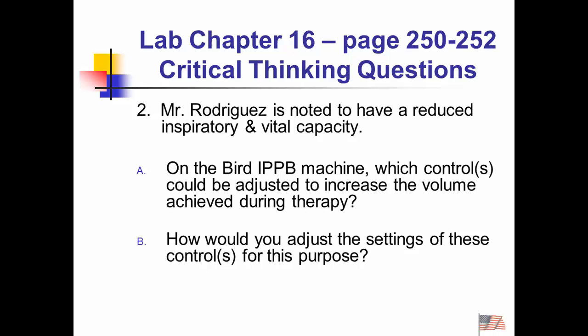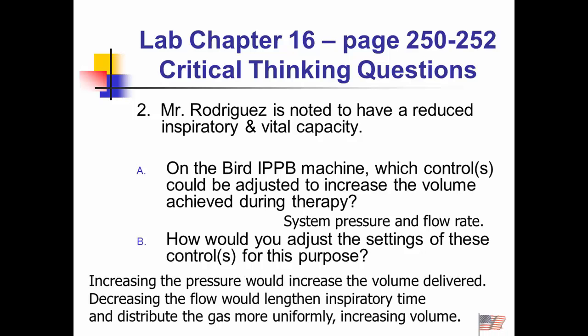He has reduced inspiratory capacity. Which control would be adjusted to increase the volume? If you don't know, it's pressure, and to some extent flow rate. How would you adjust these settings? Increasing the pressure would increase the volume. Reduce the flow would lengthen inspiratory time. Because I'm exposing that pressure for a longer time, volume would go up also. Got it? There's no way to control exhalation time? We control expiratory time by controlling inspiratory time, because patients are typically triggering this on.